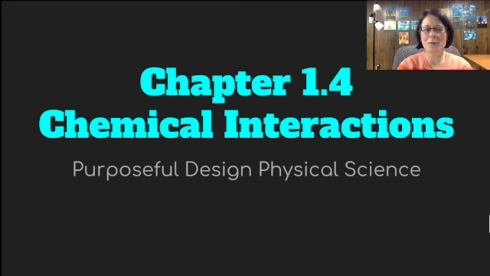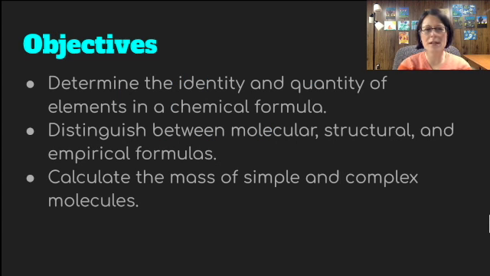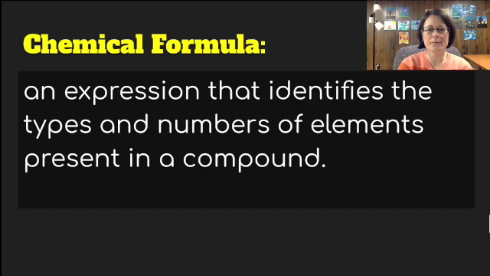We just finished chapter 1.3, and we're continuing on into chapter 1.4, where we're talking about chemical interactions. So, the first thing we need to talk about is section 1.4.1 about chemical formulas. Our objectives today are to determine the identity and quantity of elements in a chemical formula, distinguish between molecular, structural, and empirical formulas, and calculate the mass of simple and complex molecules.